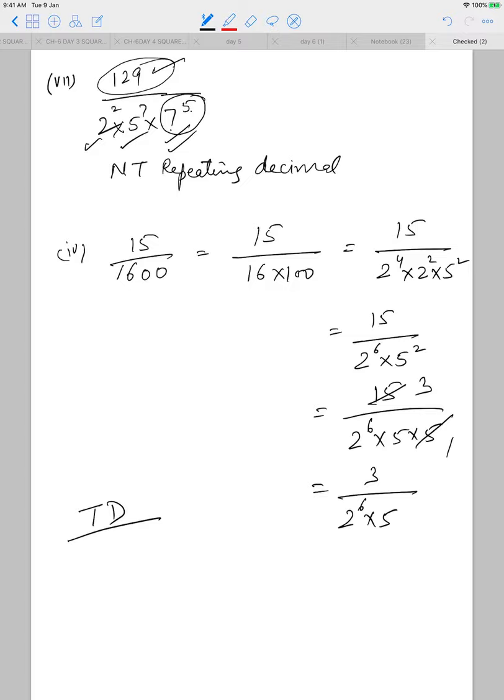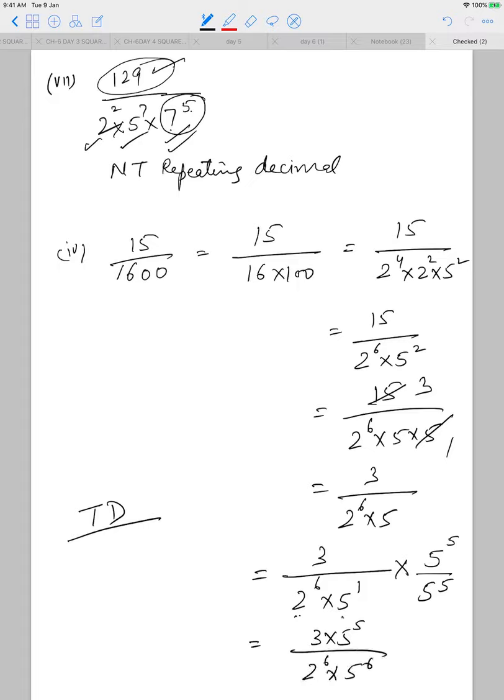Now I have to decide after how many places it will terminate. So what will I do? I have to find the decimal expansion also. So here, how many 2s are there? 6 2s are there. How many 5s are there? Only one 5 is there. So in order to make a pairing with 2, I need 5 more 5s, so that the total number of 5s becomes 6 in the denominator. So what will I do? I will multiply and divide by 5 raised to the power 5 here, both, so that it becomes 3 into 5 raised to the power 5 upon 2 to the power 6 into 5 raised to the power of 6.